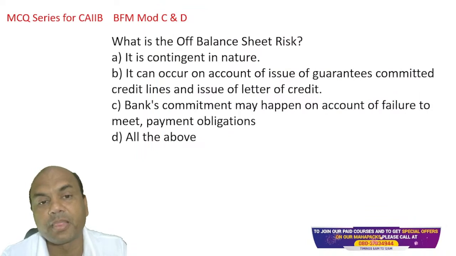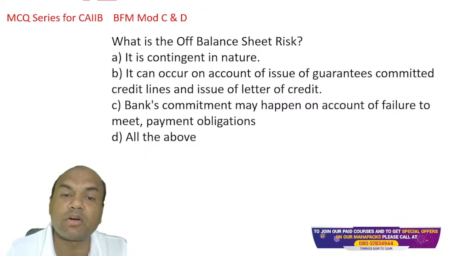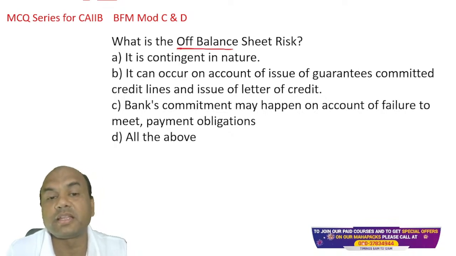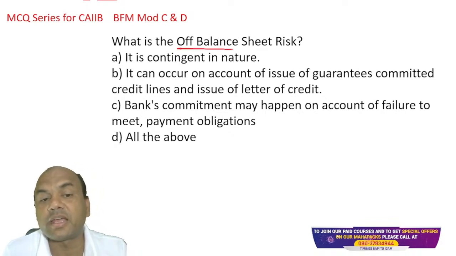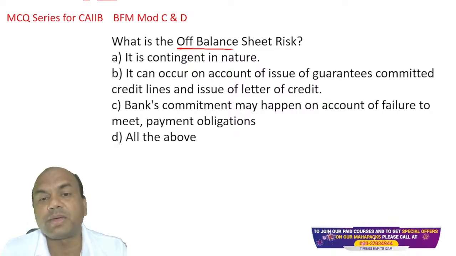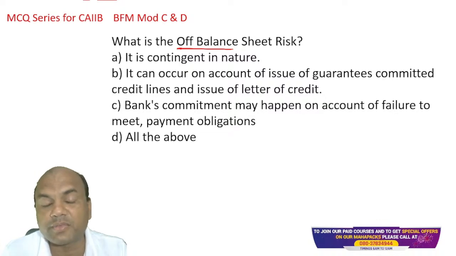What is the off balance sheet risk? Look at this, off balance sheet risk. It is contingent in nature. It can occur on account of issue of guarantees, committed credit lines, and issue of LCs. Bank's commitment may happen on account of failure to meet the payment obligations, and all of these. So now let me get the answer from you first. What is off balance sheet risk? Is this A or B or C or D? All of them.